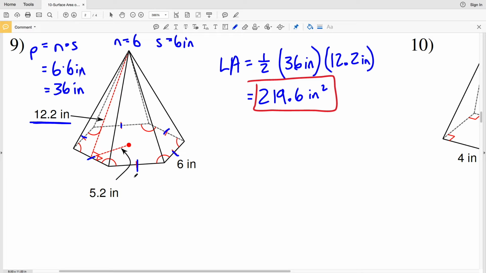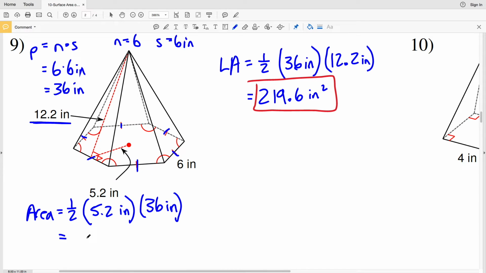Now let's calculate the area of the base of this pyramid. The area of the base is going to be equal to 1/2 of the apothem, which is 5.2 inches, times the perimeter, which we calculated to be 36 inches. Remember, 1/2 the apothem times the perimeter is the area of a regular polygon. So 1/2 times 5.2 times 36 is equal to 93.6. And that's 93.6 inches squared.